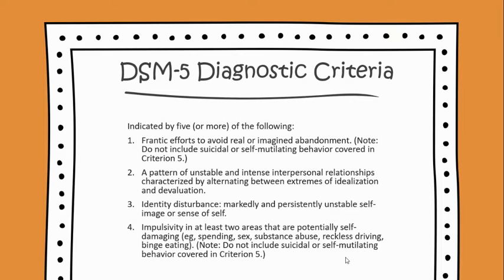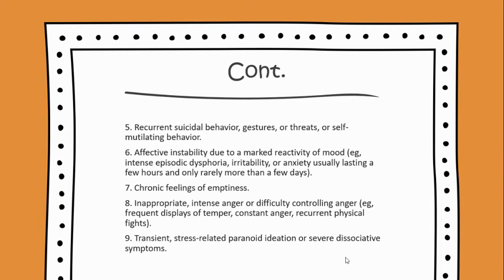4. Impulsivity in at least 2 areas that are potentially self-damaging, such as spending, sex, substance abuse, reckless driving, or binge eating. Note, do not include suicidal or self-mutilating behavior covered in Criterion 5. 5. Recurrent suicidal behavior, gestures, or threats, or self-mutilating behavior. 6. Affective instability due to a marked reactivity of mood, such as an intense episodic dysphoria, irritability, or anxiety, usually lasting a few hours and only rarely more than a few days.